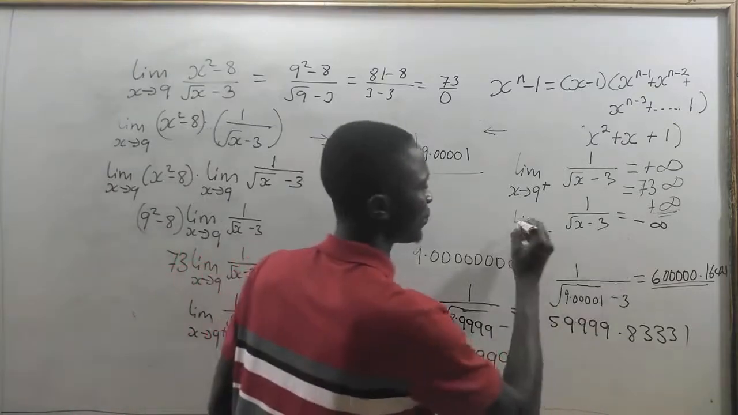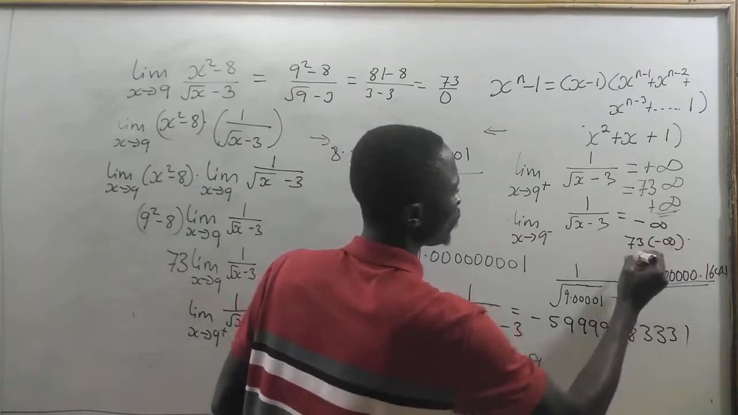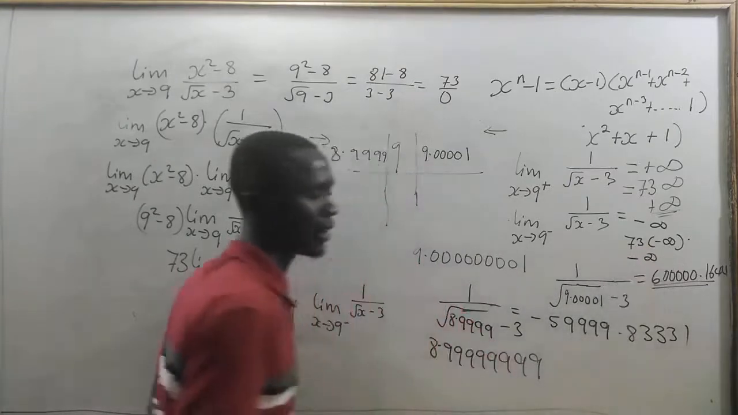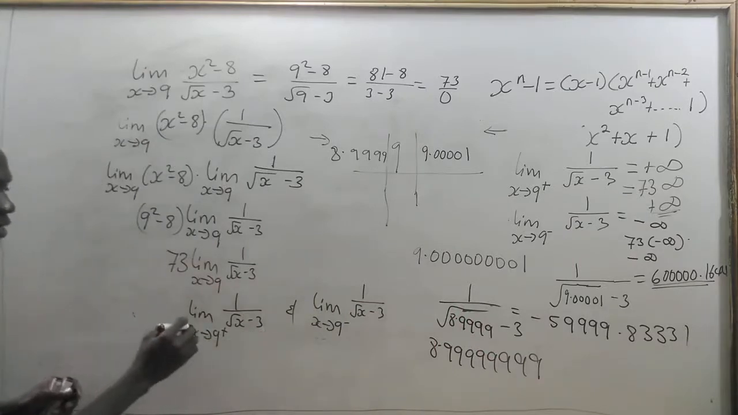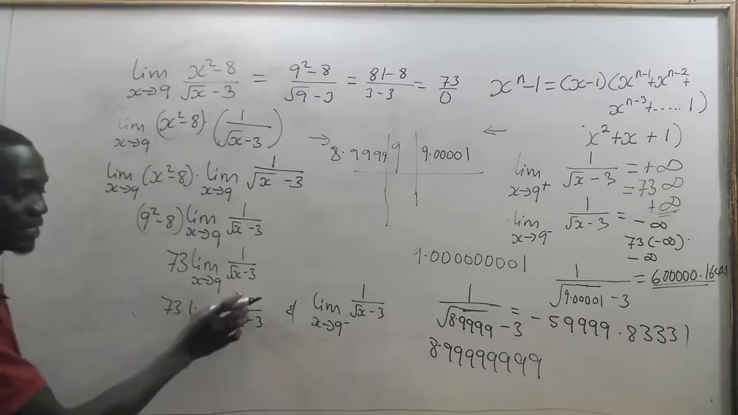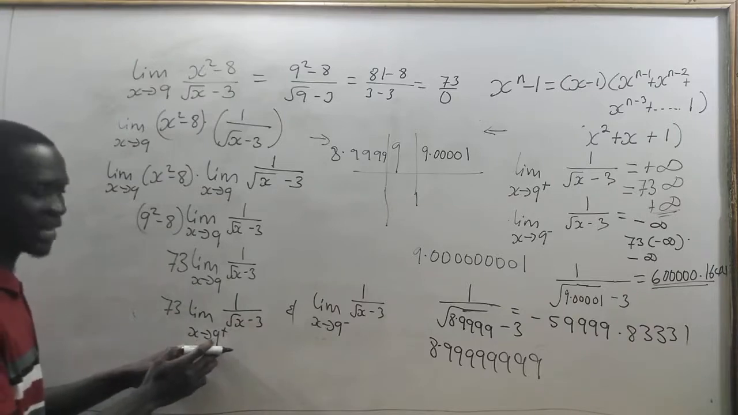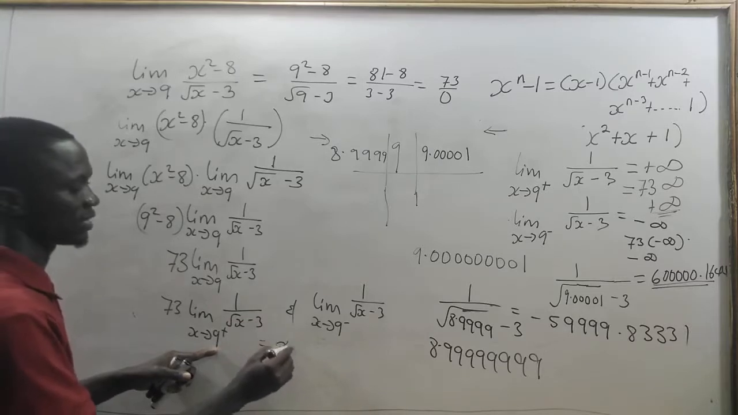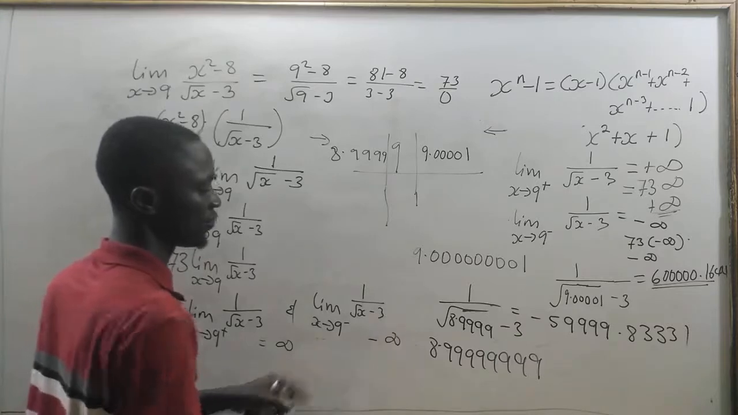And we have 73 multiplying this. So we have 73 times negative infinity. So if we multiply 73 by a negative large number, we will still get a negative large number. So here, let's put 73 here. So 73 times the limit of 1 divided by square root of x minus 3. As x approaches positive 9 from the right side, we are getting positive infinity. And this one too, we are getting negative infinity.